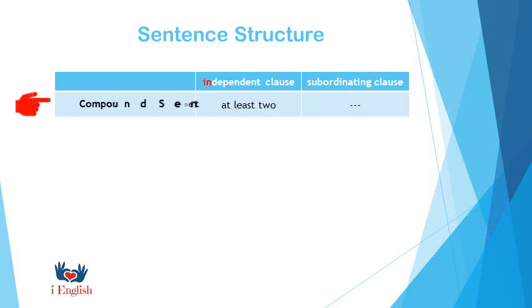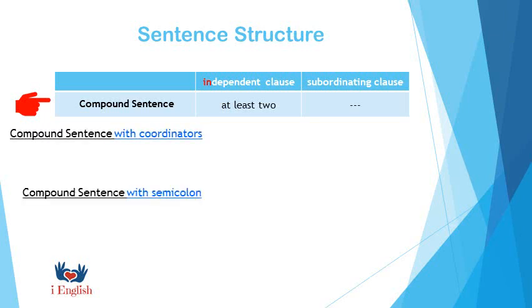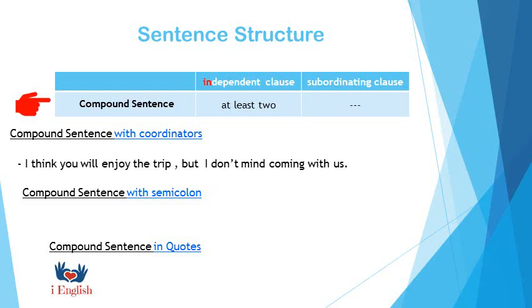Compound sentence has at least two independent clauses and divides into compound sentence with coordinators, compound sentence with semicolon, compound sentence in quotes. Here are some examples. Compound sentences with coordinators. I think you will enjoy the trip, but I don't mind coming with us. I think you will enjoy the trip is the first independent clause. I don't mind coming with us is the second independent clause, and both are linked by a coordinator which is but.